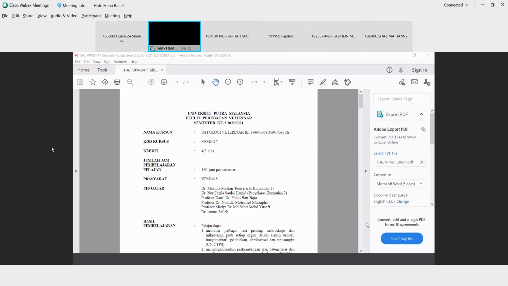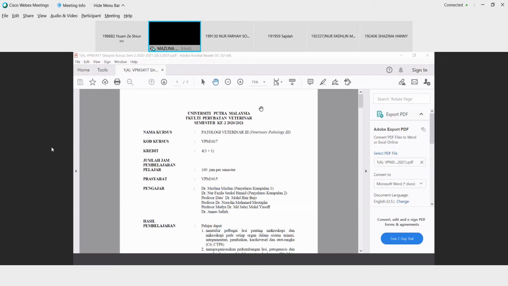basically we'll go through the synopsis of the course. So this is Veterinary Pathology 3, VPM 3417. For this course, actually, it is a different system from Veterinary Pathology 2, whereby the systems that we will cover this semester include the integumentary system, the reproductive system, cardiovascular system, and the urinary system, and also the musculoskeletal system.